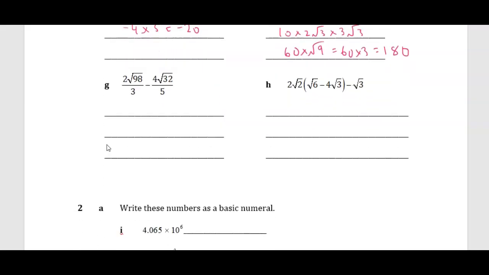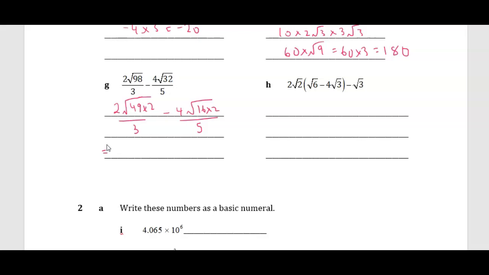All right, so for question G, we've got 2 root 98 over 3 minus 4 root 32 over 5. So let's just simplify the 98 and the 32. Square root of 98 is 49 times 2 over 3 minus 4. 32 becomes 16 times 2 over 5.